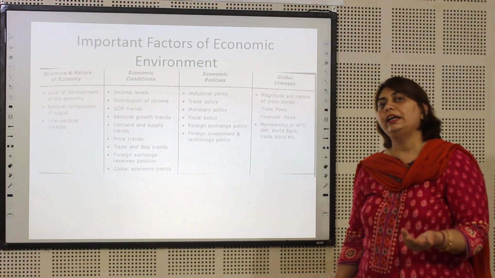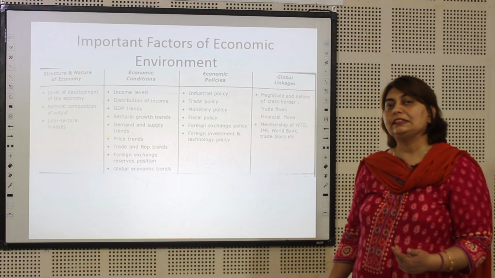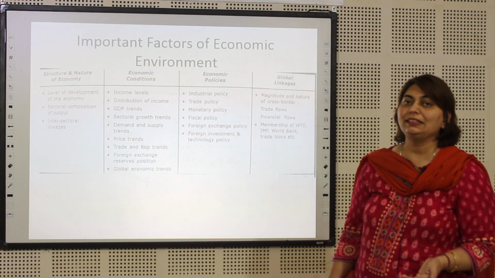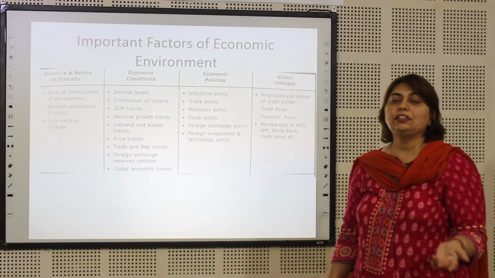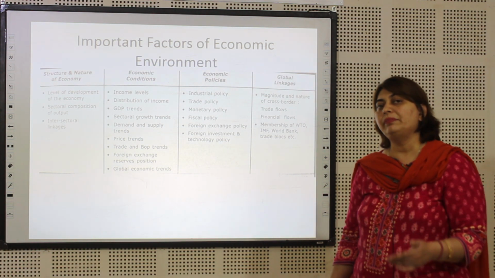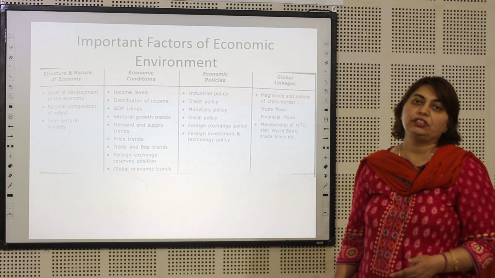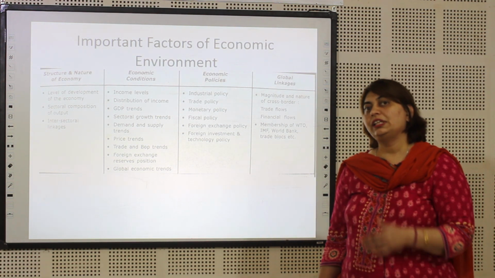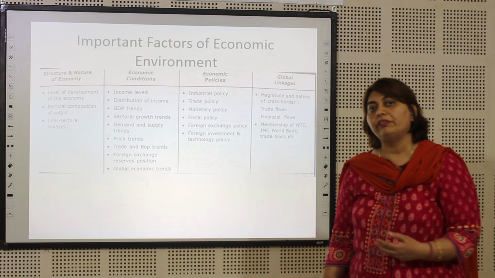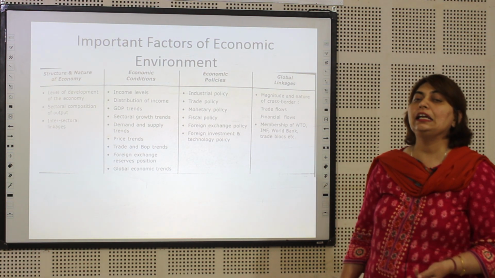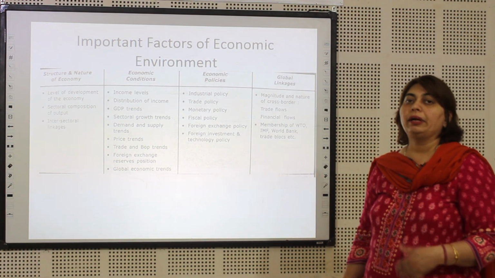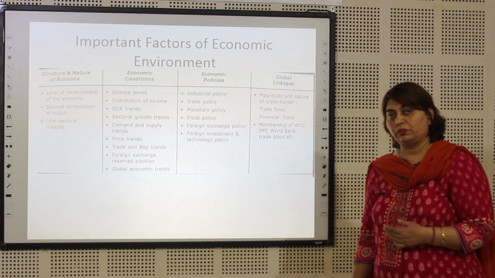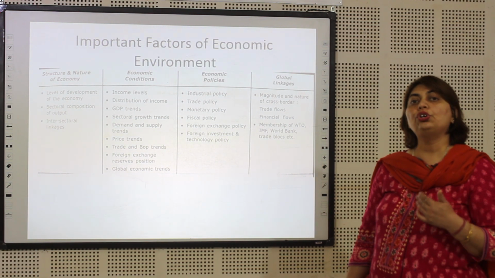Say for example, in India, if you analyze the GDP of India, 65% of the GDP is now contributed by the service sector. Contrast it to Singapore, where approximately 95% of the GDP is contributed by the service sector. So, this has an impact on the kind of revenue generation, the kind of businesses that are likely to emerge in a particular economy.